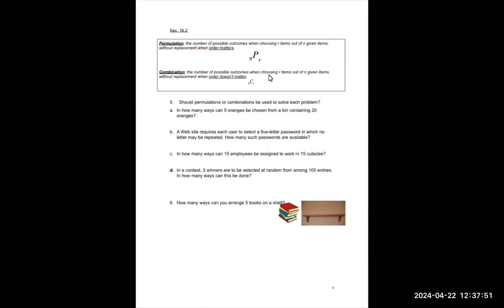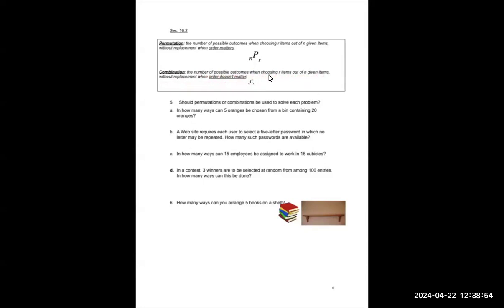When we're given a type of problem that asks for the number of possible outcomes when choosing R items out of N items without replacement, when order does matter, we use this NPR notation, which is permutation notation. Or if you use this N choose R notation, there's a formula, and in the calculator you have to use the special button for NCR. If you put that into the calculator, it'll do the formula for you, and it'll come out with the number of possible outcomes when choosing R items out of a total of N items without replacement when order doesn't matter. So that's like I was thinking about earlier.